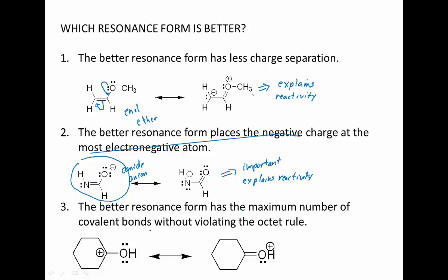So if we look at these two resonance forms right here, this one has 6 electrons at carbon. This one has 8 electrons at carbon, but most importantly, this one has an extra covalent bond. It's got a carbon-oxygen double bond. This is going to be the more important resonance form here, and this is called an oxonium ion.